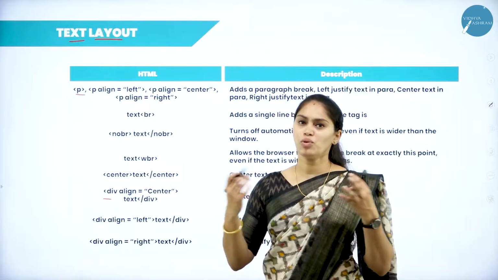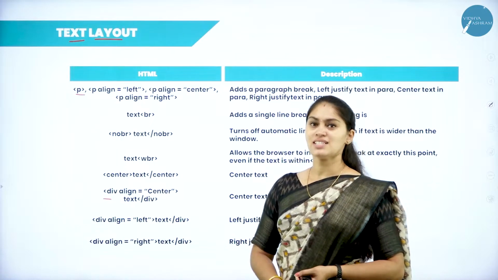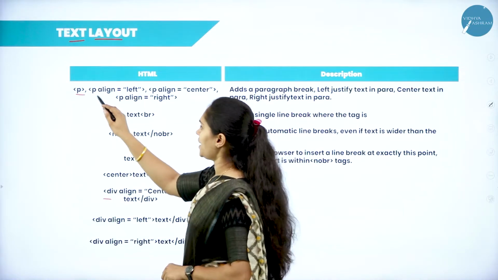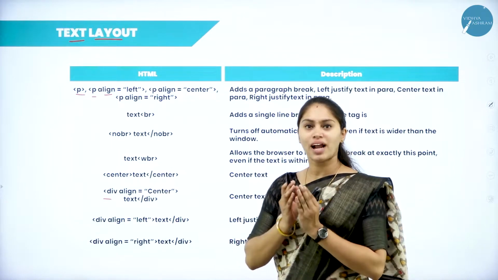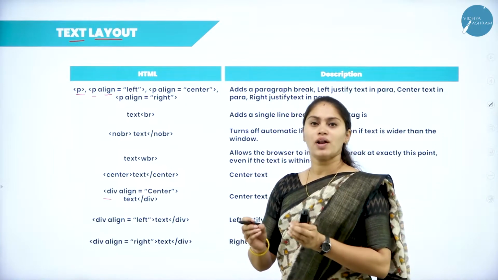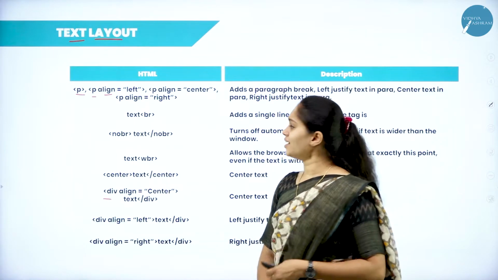When I want to write more content, or have a larger number of characters, then we have to use the paragraph tag. Then P align is equal to left. Whatever content I write within that P tag, or paragraph tag, everything is going to be aligned to the left of the web page.